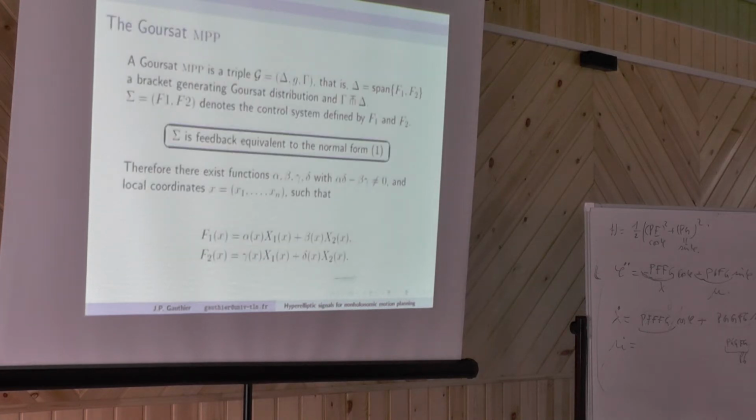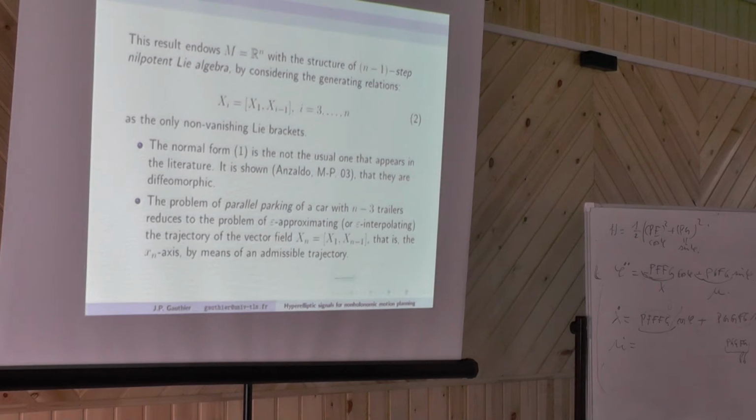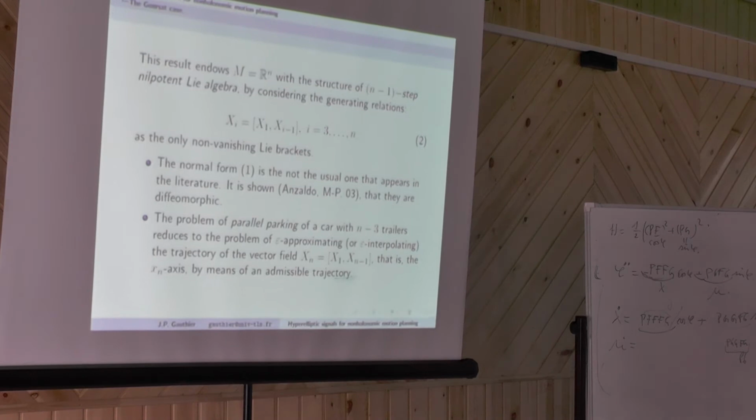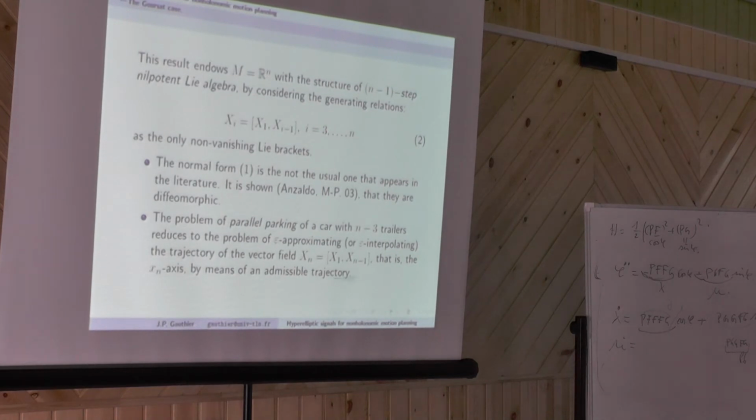So now there is the problem of parallel parking of a car. So you have a car with n trailers, and it is a Goursat distribution. This has been shown first by two people, Murray and his student Tilbury, a female student as far as I remember. They have proven this. What does it mean?